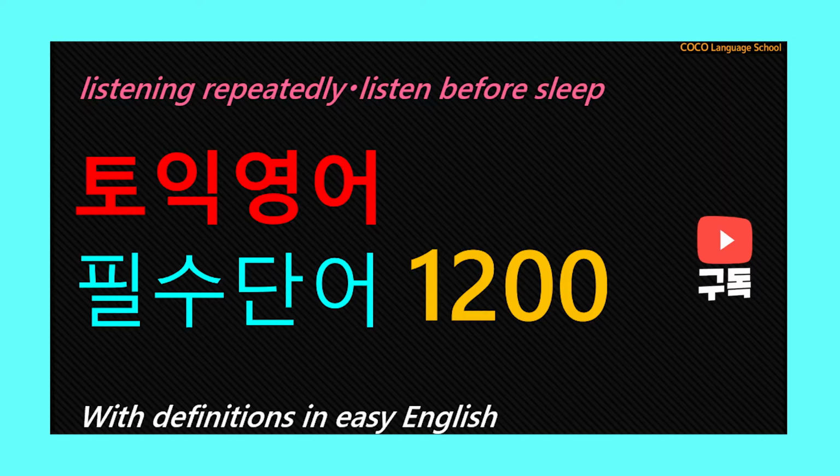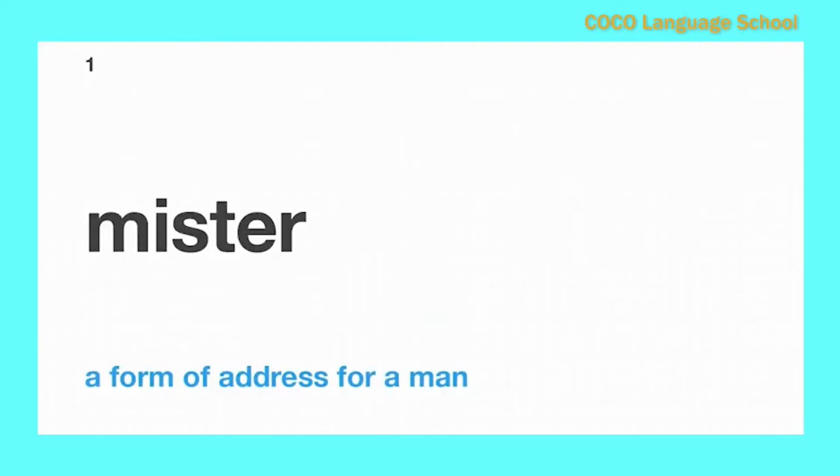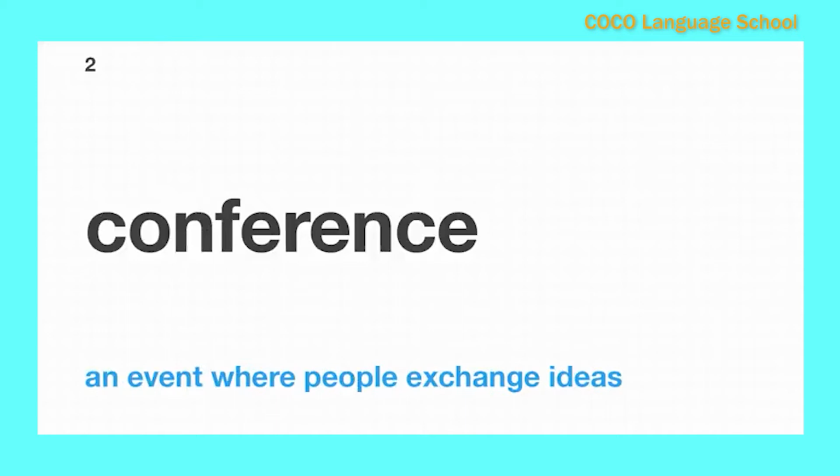Let's learn English words. A form of address for a man. Mr. An event where people exchange ideas. Conference.